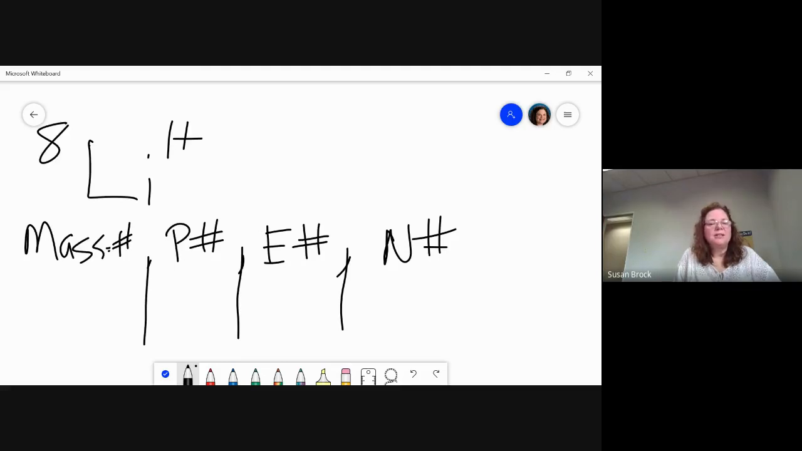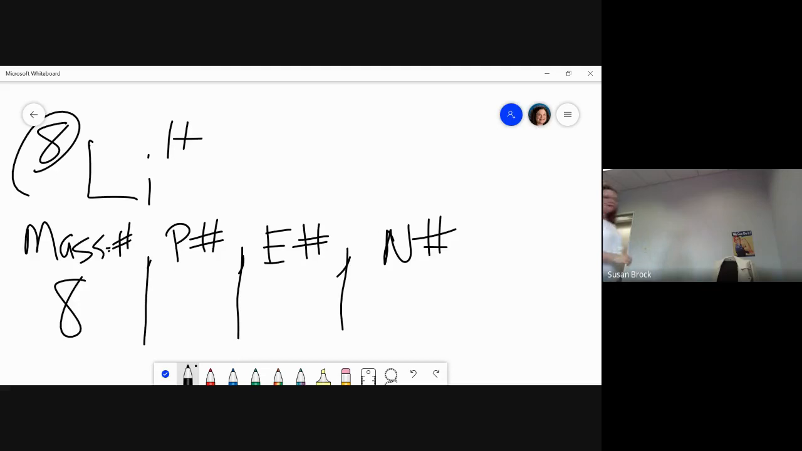Yep, good job, Ethan. All right, so the mass number we know is 8, because this is always where the mass number is. Now, we have to look on the periodic table to find out what the proton number is. So that's 3. So we know it's 3.